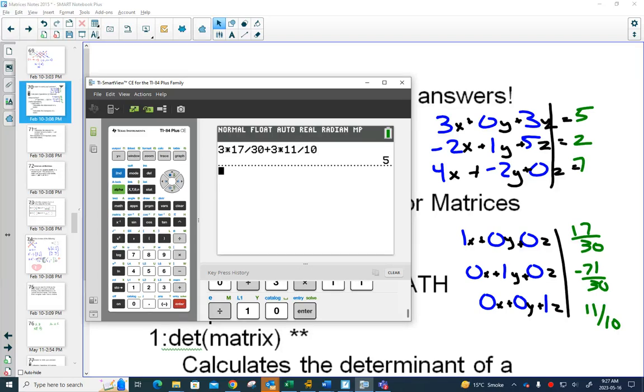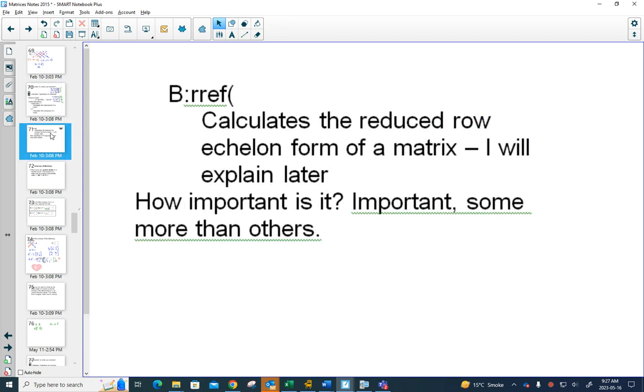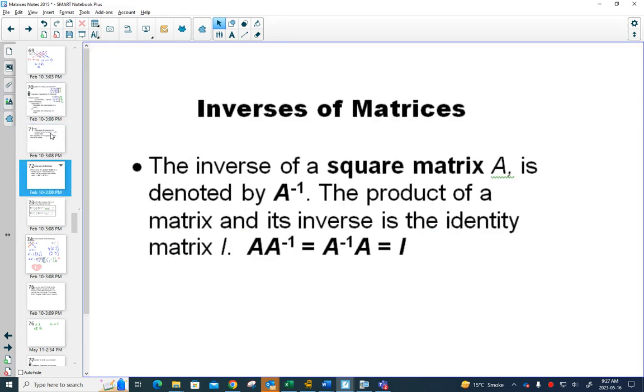Our job now is to figure out why this works, but this button on our calculator with the reduced row echelon form is going to be very handy to check answers. The reason we learn determinants is that determinants help us with inverses. And one of the things in our properties was that if you have an inverse and you multiply a matrix by its inverse, you will always get the identity matrix. Again, the identity matrix is the one with 1s along the diagonal and 0s everywhere else.